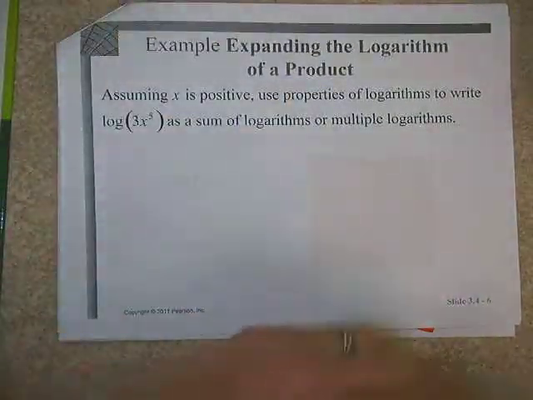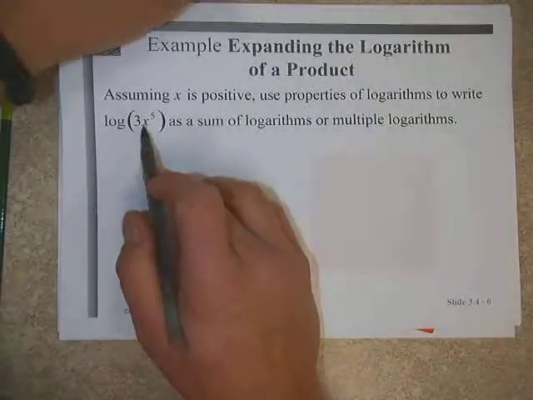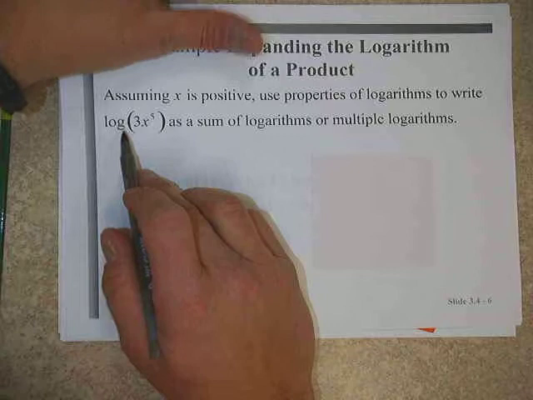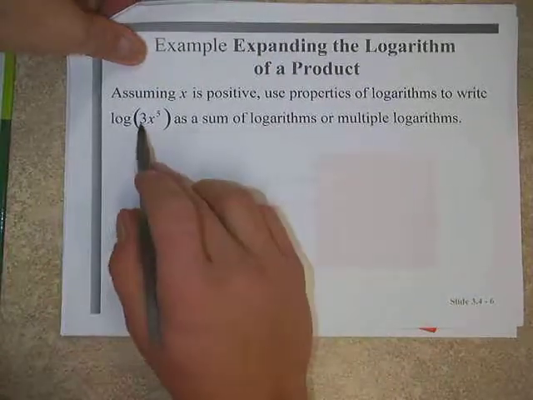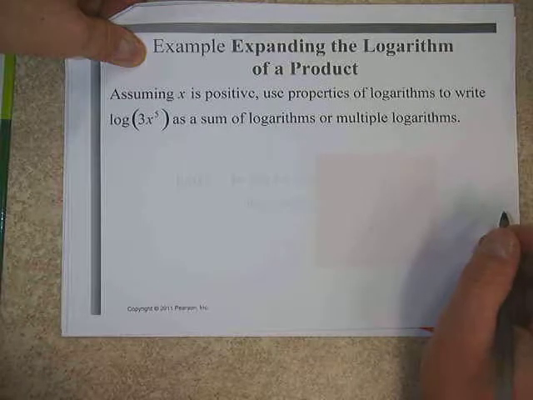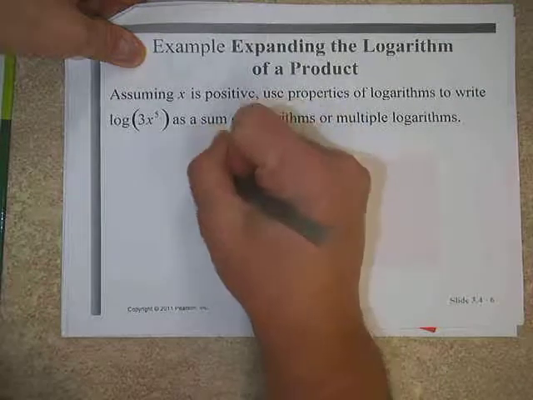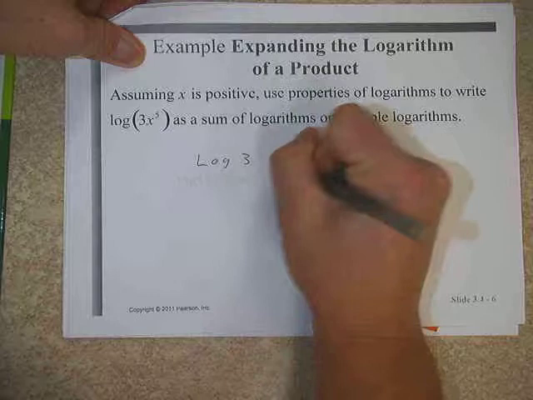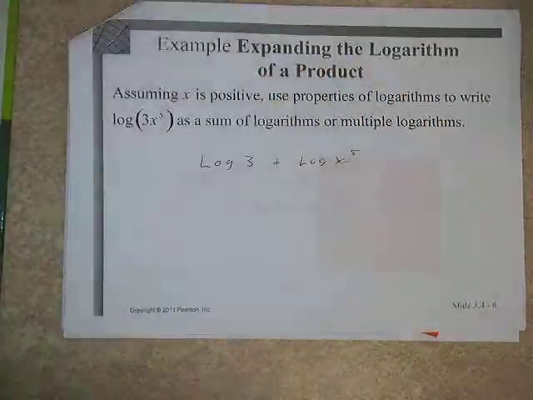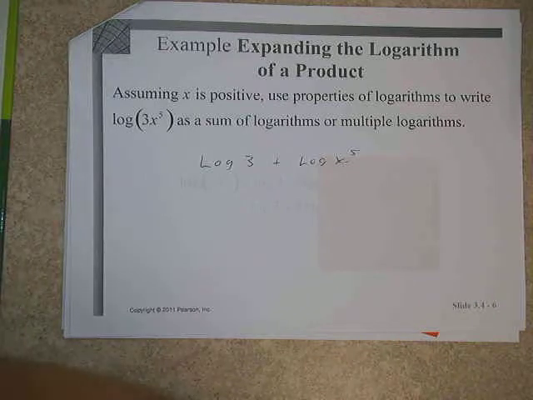So in other words, we're going to use the properties that we just studied to break this down into simpler logarithms, at least a simpler argument. You notice that we just have the common log, base 10, here. So the first thing that I would recognize here is that between 3 and x to the fifth, we have a product. True? So that means by our product rule, we could write log 3 plus log of x to the fifth.